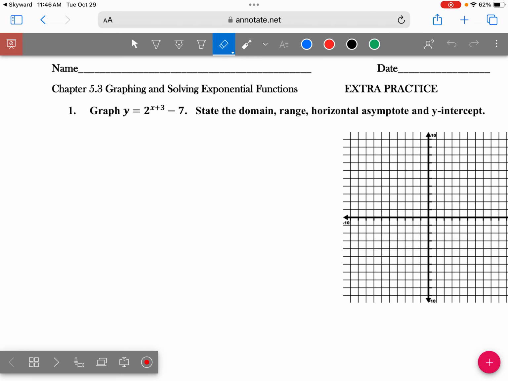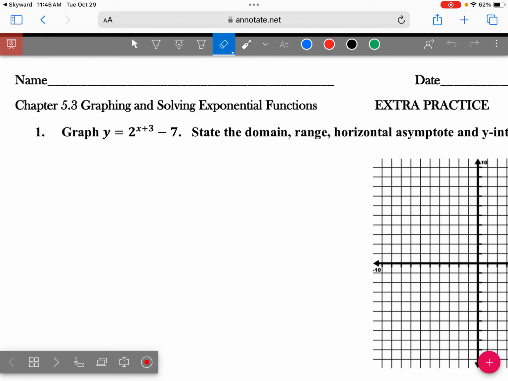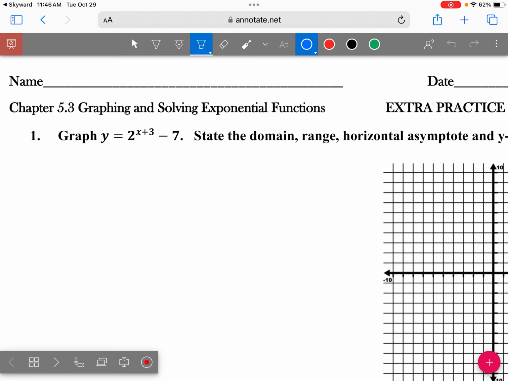The first step for graphing an exponential is identifying the base of your exponent. So this is the base. Base is 2. So let's make a parent table using the base: y equals 2 to the power of x.